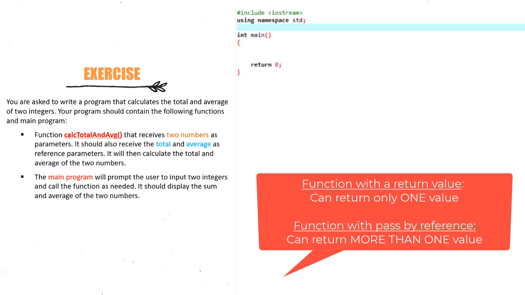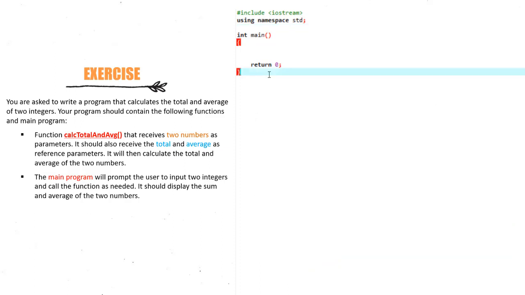Okay, so let's try and do this. When it comes to functions, always make sure that when you do your function definition, do it outside of your main program. So our function is called calculate total and average.